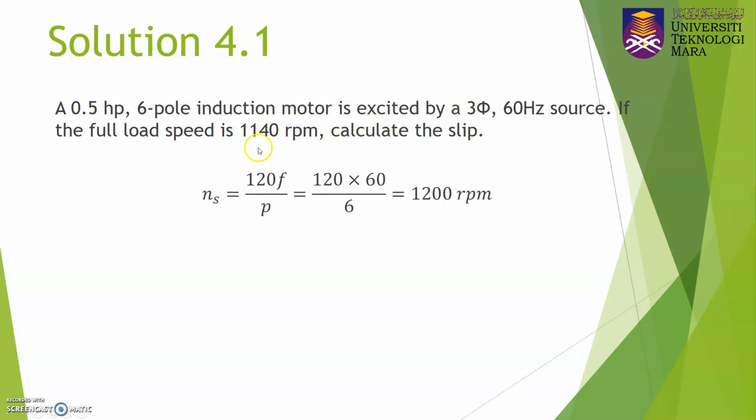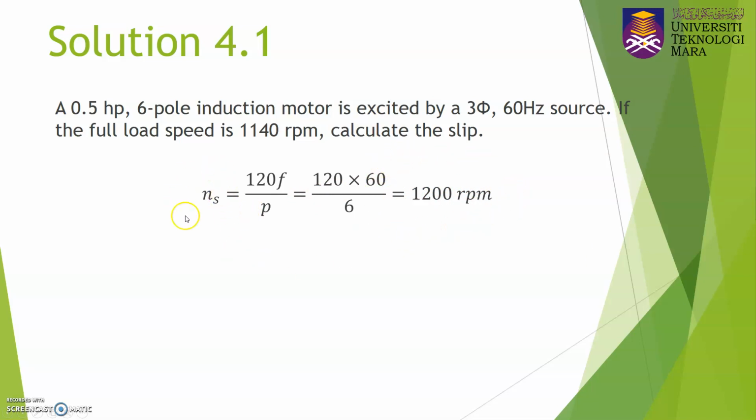So the solution here is, before you can calculate the slip, you need to calculate the value of the synchronous speed first. The formula for the synchronous speed, which is ns, is equal to 120 multiplied by the frequency divided by the poles. The frequency in this case is 60 Hz, and the poles are given as 6. So 120 multiplied by 60 divided by 6 is equal to 1200 RPM. So this is the value of ns.